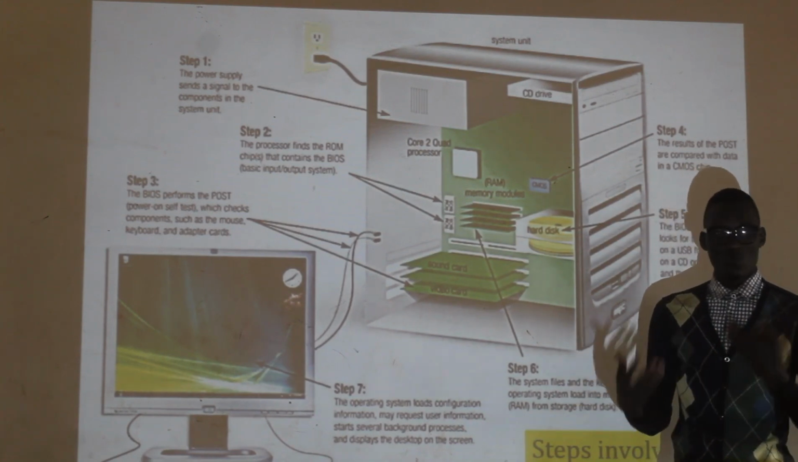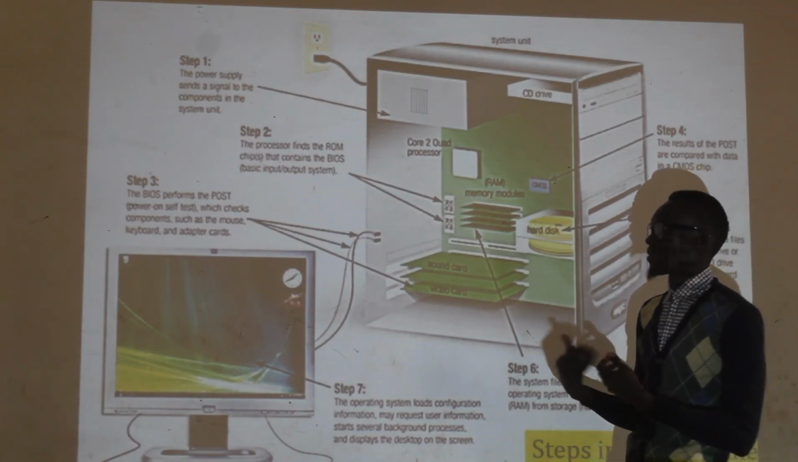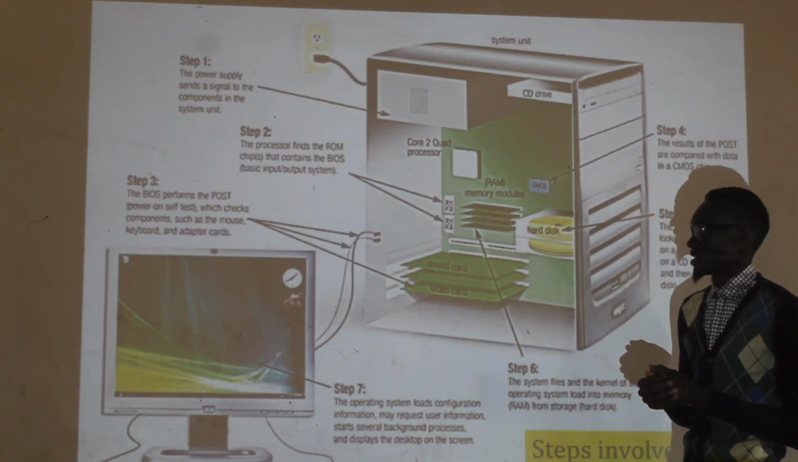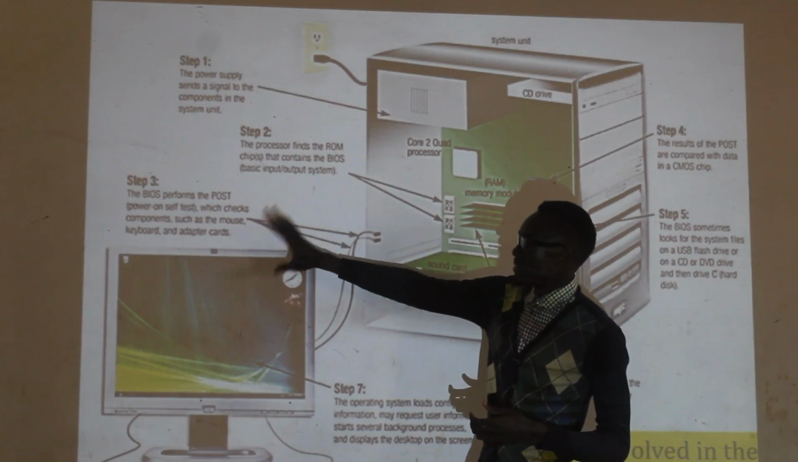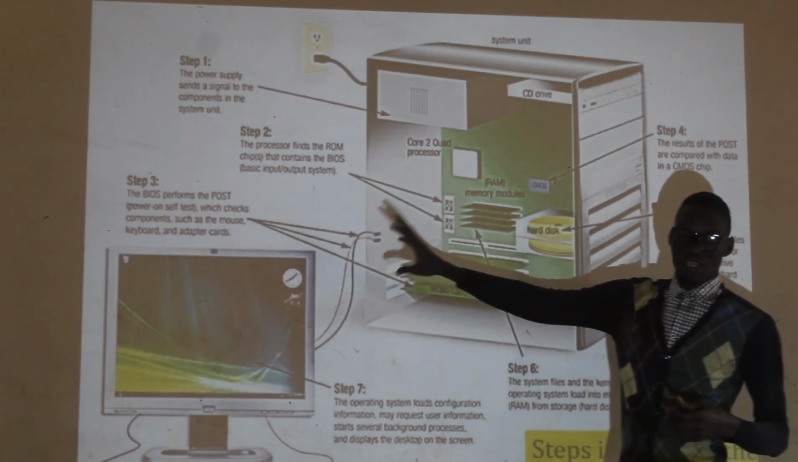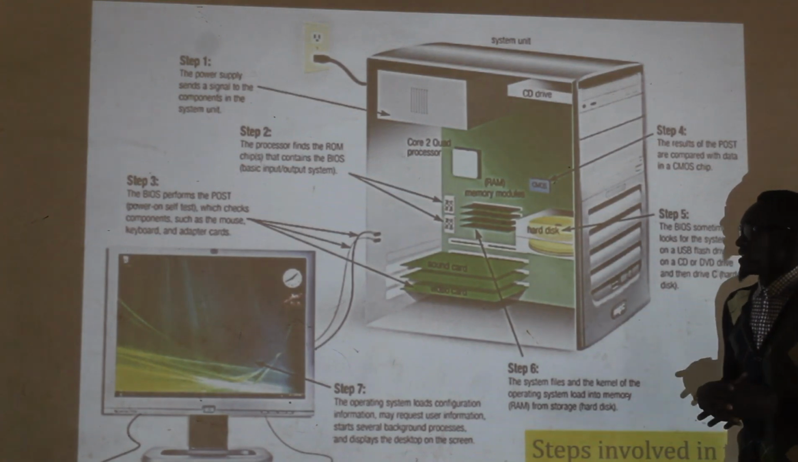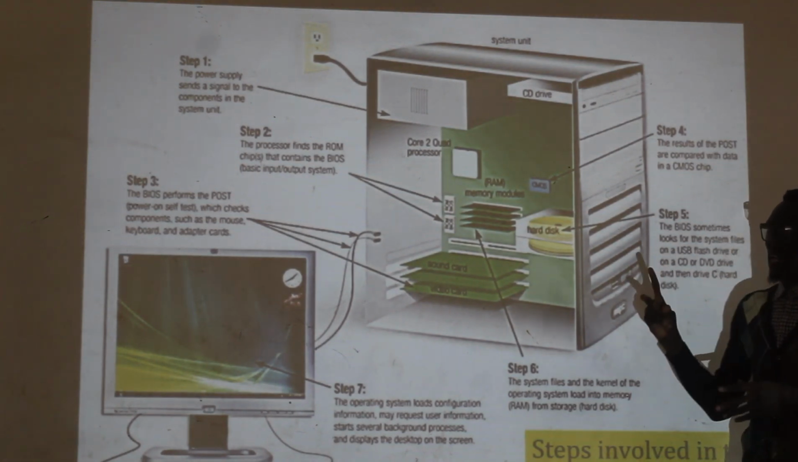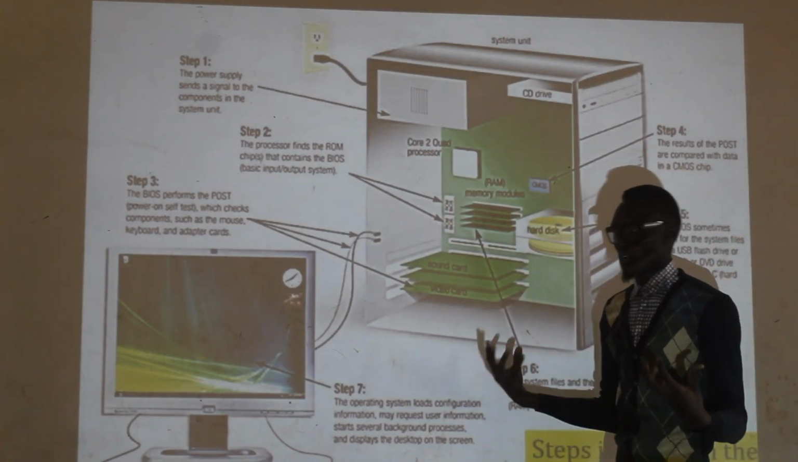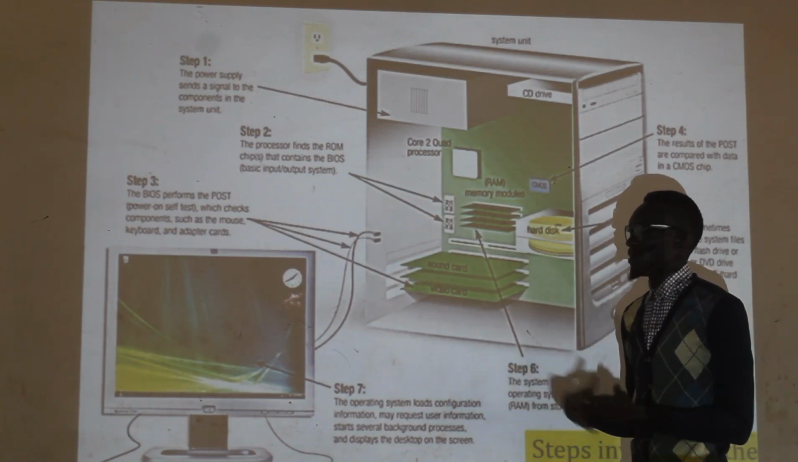Checks to find out whether the components are connected well and whether power is being supplied to them, and a lot of things. Once the BIOS performs the power on self-test and checks whether components such as the mouse, the keyboard, and the adapter cards are connected properly and working, there are 2 instances. The first instance is when all those components are connected and working. The second instance is when one of the components is not working or not functioning well.